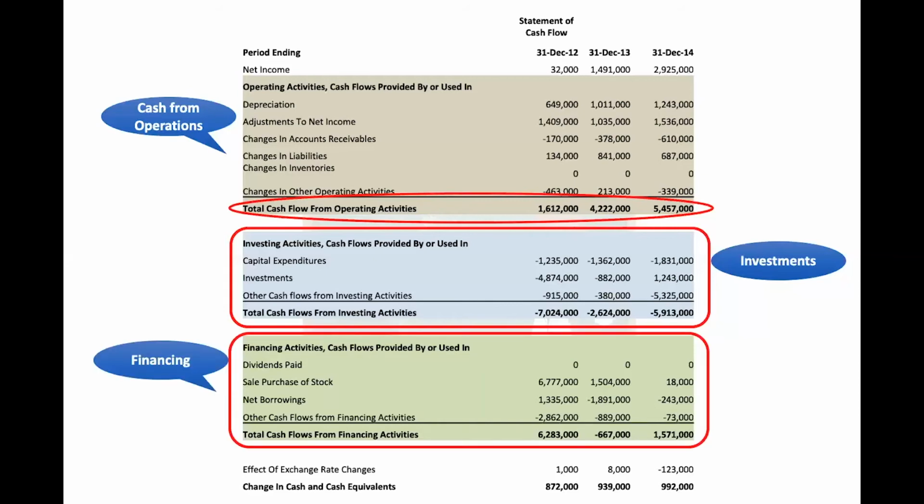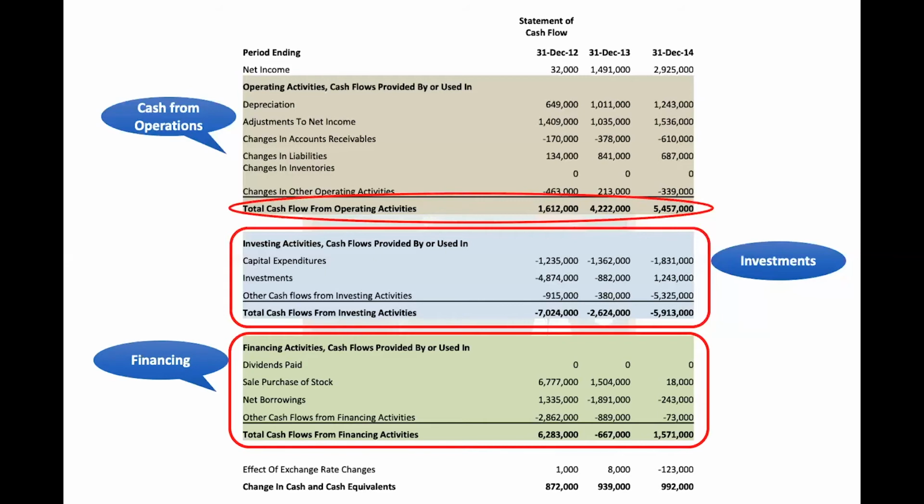The bottom part of the statement of cash flow is financing. This shows how the corporation raised capital, how money was brought in, and how money was sent out in terms of financing. The first one on the list is dividends. This corporation has no dividends for preferred or common stock, so therefore dividends is zero. If they had paid out any dividends, those would be negative numbers.